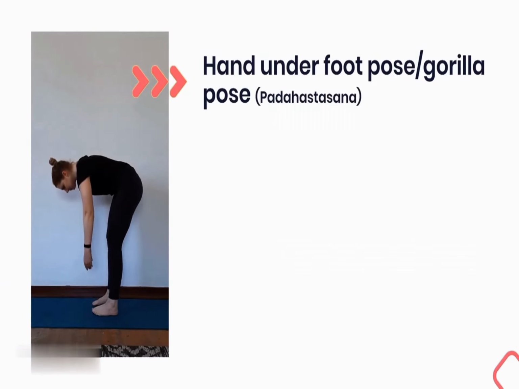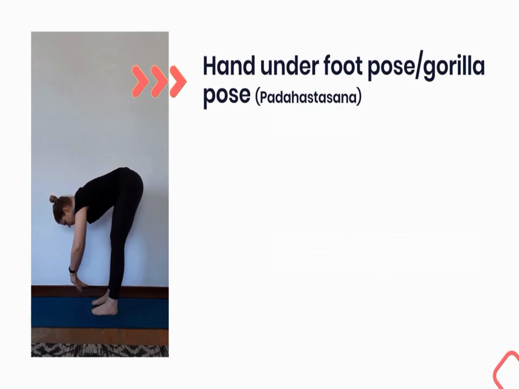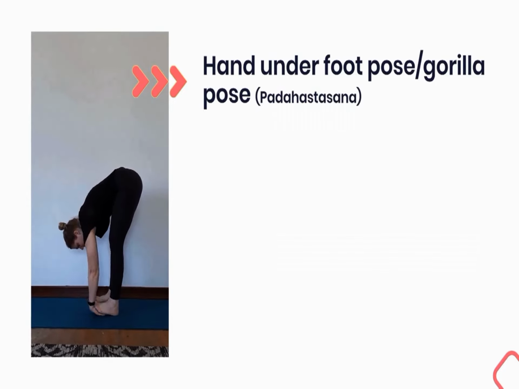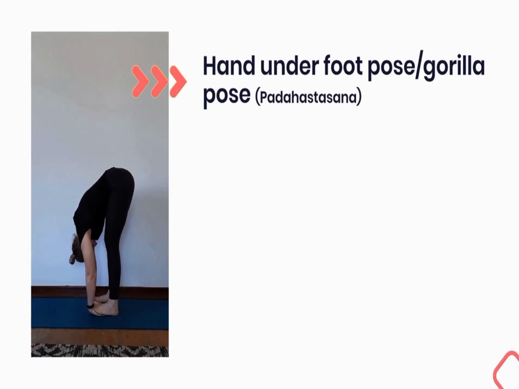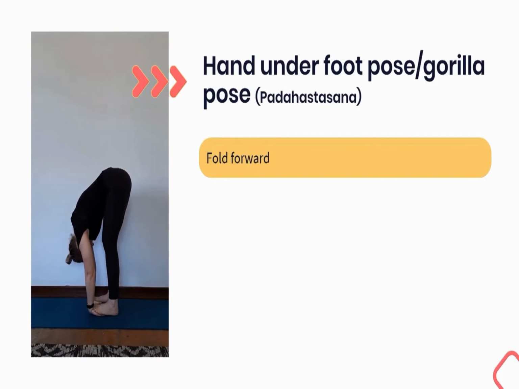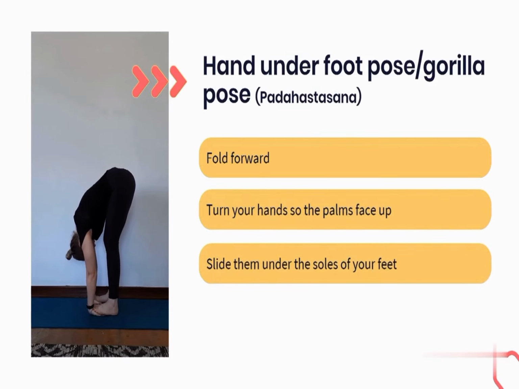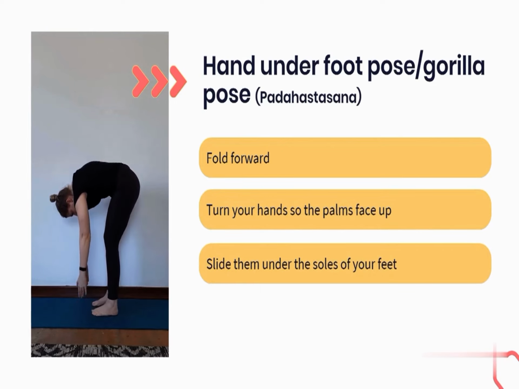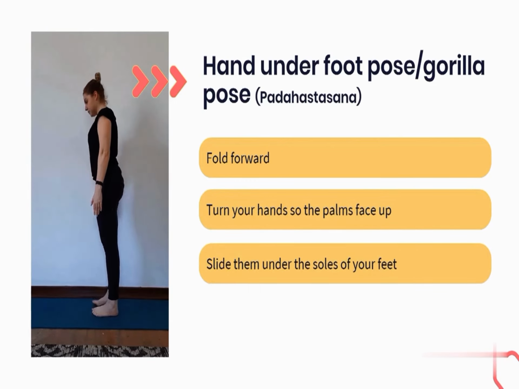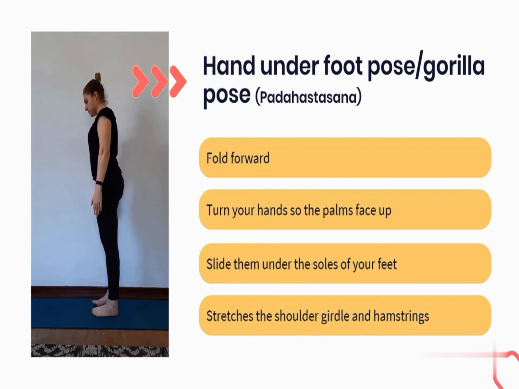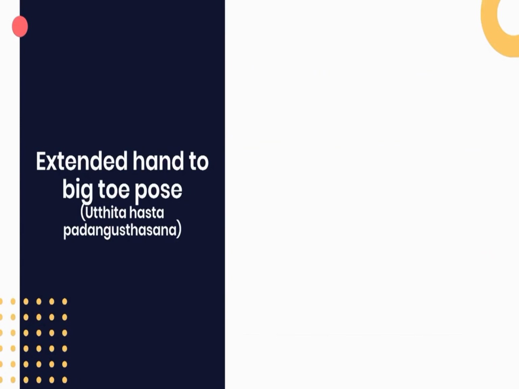Hand under foot pose, Padahastasana. Another version of Uttanasana is Padahastasana, hand under foot pose or gorilla pose. Starting from the same position, Uttanasana, fold forward and turn your hands so your palms face up and slide them underneath the soles of your feet. Aim to have your toes connect with the wrist joint. Shift the weight of your feet forward and back so that you find a comfortable position for your hands and wrists. As you begin to straighten your elbows, you'll feel a strong stretch across the shoulder girdle and the hamstrings.